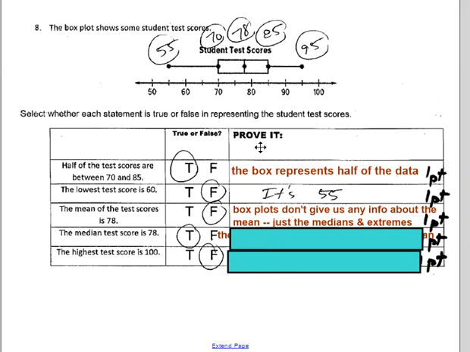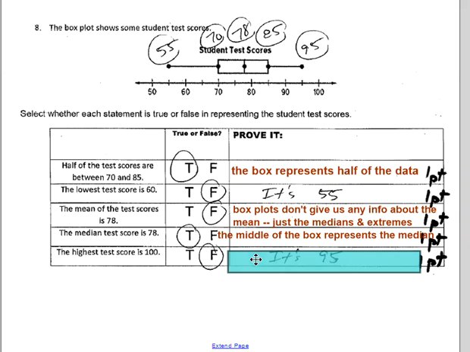The median is 78. That was true because, again, that's the center of our box. That's your median for the whole data. And the highest test score is 100. That was false because really it's just 95. I mean, our graph goes up to 100, our number line goes up to 100, but that doesn't mean that the biggest score was 100. Okay, it'd be where that dot was. So that one was false. All right, that brings this final video answer key to a close.